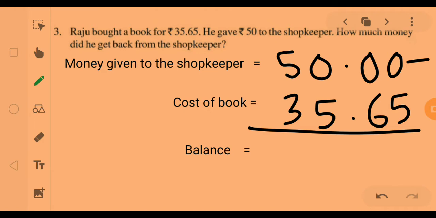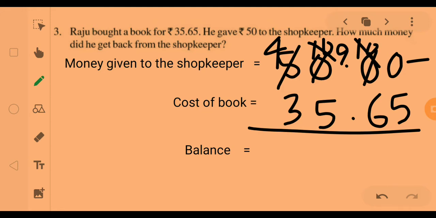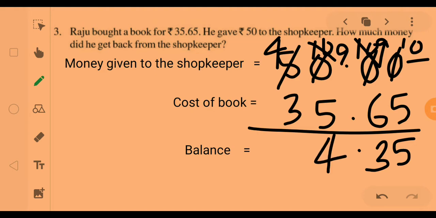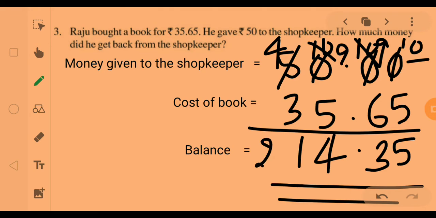So we borrow 1 from 5. This place becomes 4. Next place is 10. And again we need to reach the 100th place, so we borrow 1 from this 10. 10 becomes 9. Then the next place becomes 10. From this 10 again we are borrowing 1, so it becomes 9. Then the 100th place is now 10. So 5 from 10, 5. Then 6 from 9, the difference is 3. Then we place the decimal point. Then 5 from 9, 4. Then 3 from 4, 1. So the balance given to Raju by the shopkeeper is 14 rupees 35 paise.